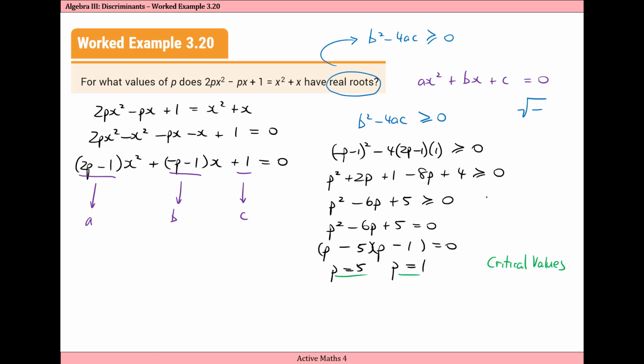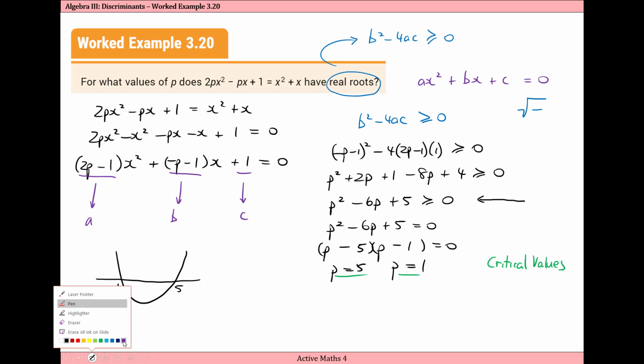So we have the critical values. What we do now is draw a graph of the quadratic p squared minus 6p plus 5. So we know that it's u-shaped in nature, and the two roots we have found are 1 and 5. We're looking for values that we could sub in that would be greater than or equal to 0. So we're looking for values that would be above the x-axis. And we can see from our graph that any p-value less than or equal to 1 would give us a value greater than 0, and any p-value greater than or equal to 5 would give us a value greater than or equal to 0.